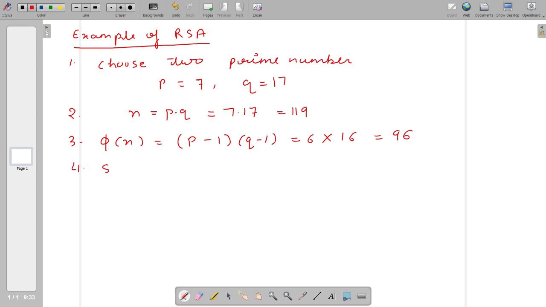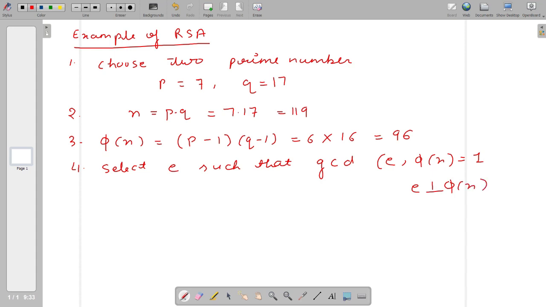Now we need to select an E such that the GCD of E and phi n should be 1. In other words, E and phi n should be co-prime to each other. So let's select E, and let's say E is 5. This also guarantees that E has an inverse modulo 96.